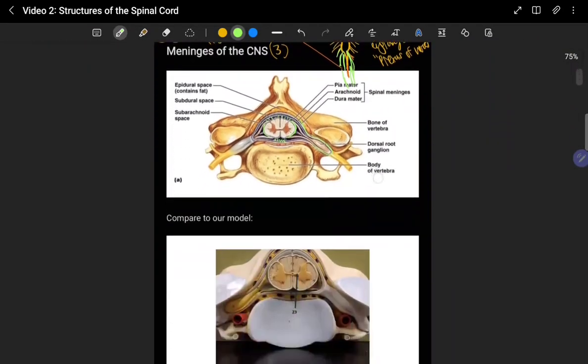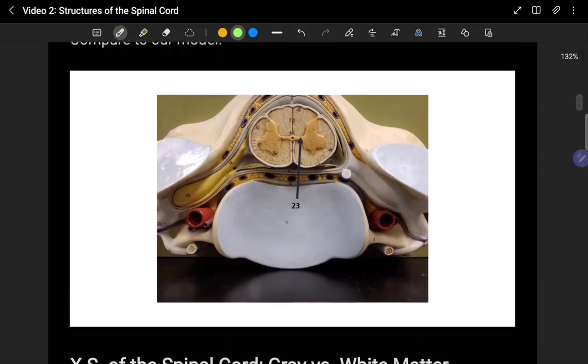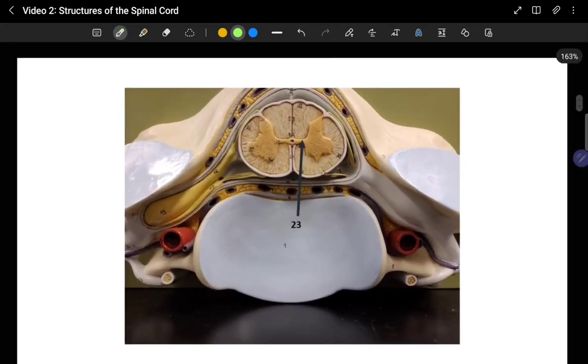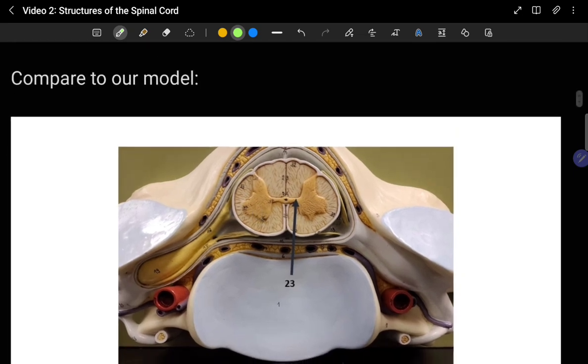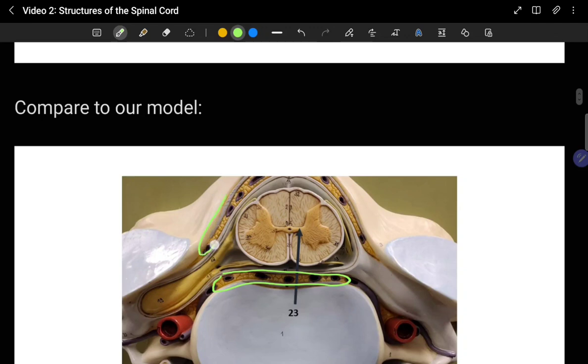So if we compare that to our model, this is what you will be tested on in a lab exam. We do see the dura mater, and we do not see the pia mater. We can have a really nice view of our dura mater, less so the arachnoid mater. The easiest way to identify these is to find this layer of fat around our spinal cord cross section. This is fat here with some blood vessels running through it. This is another fatty region, coating the anterior and posterior spinal cord.